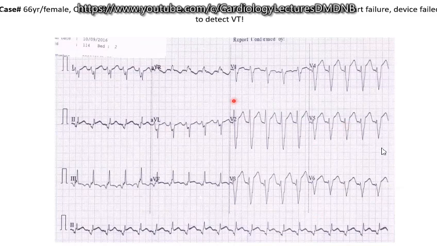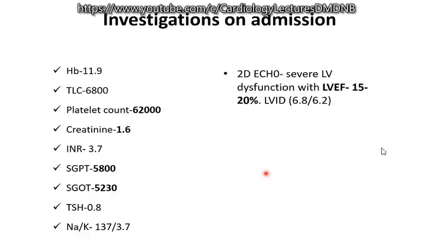Why has this VT not been detected by the device? The important thing to know is it's a little slower VT. You can see the rate is around 120 to 130. So usually the notion is we don't give therapy for the slower VT. That's why the settings would not have been done to identify this VT.